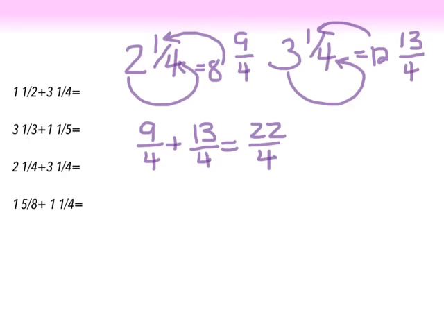22/4. Are they both divisible by the same number? You bet. Divisible by 2. Is the numerator bigger than the denominator? Yes. So I do the math and come up with 5 1/2.